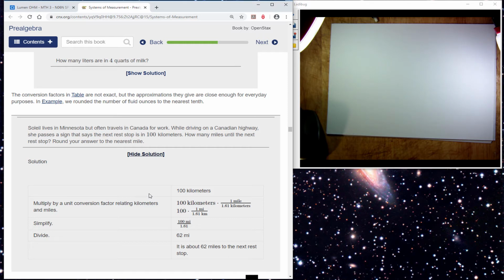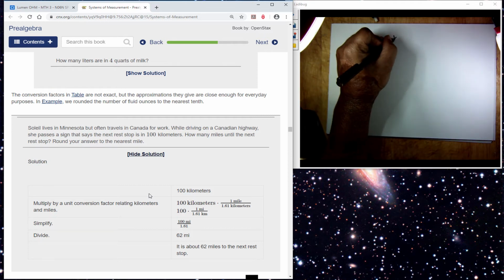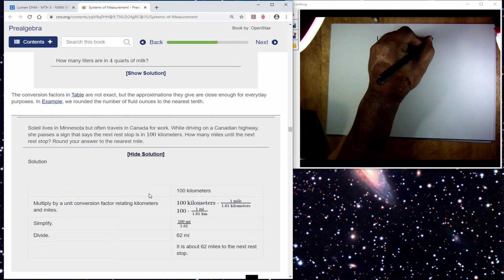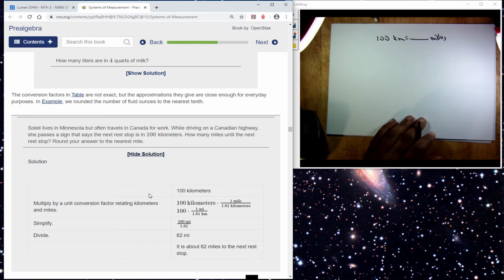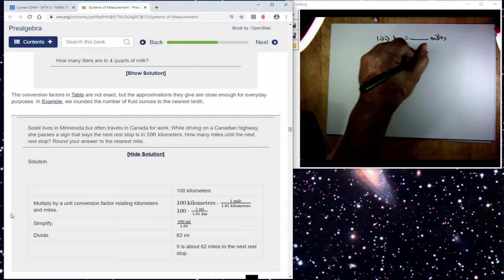Solil lives in Minnesota but often travels to Canada for work. While driving on a Canadian highway, she passes a sign that says the next rest stop is 1,000 kilometers. How many miles to the next rest stop? So we want to convert kilometers into miles. We have 1,000 kilometers, and they want the answer in miles. When we multiply this out, we want kilometers to disappear.